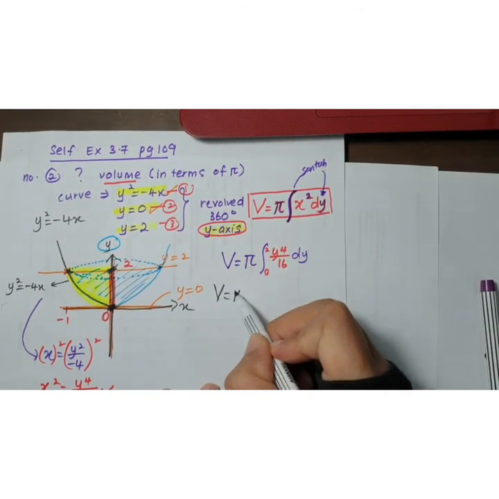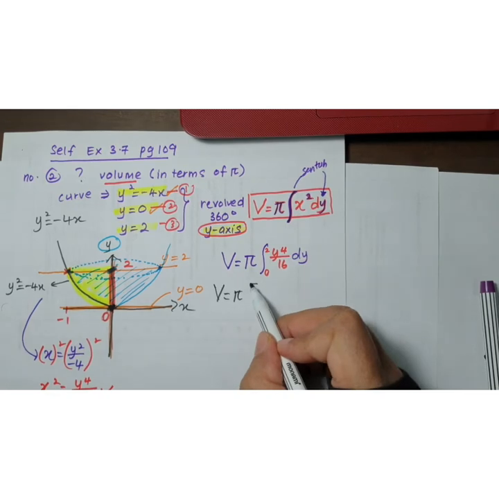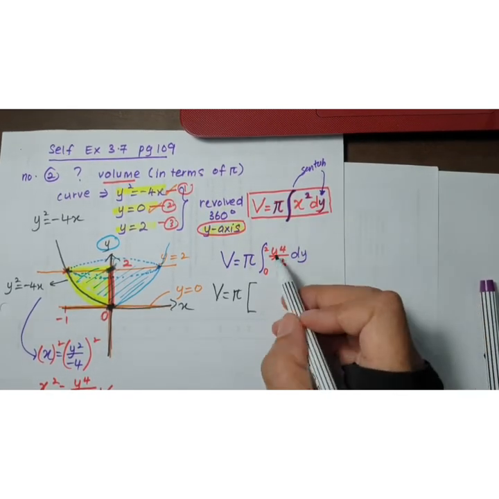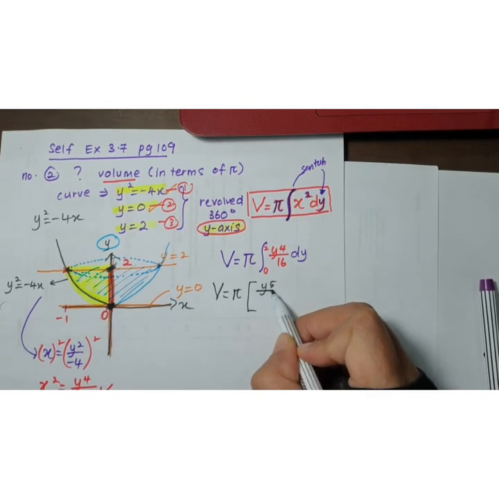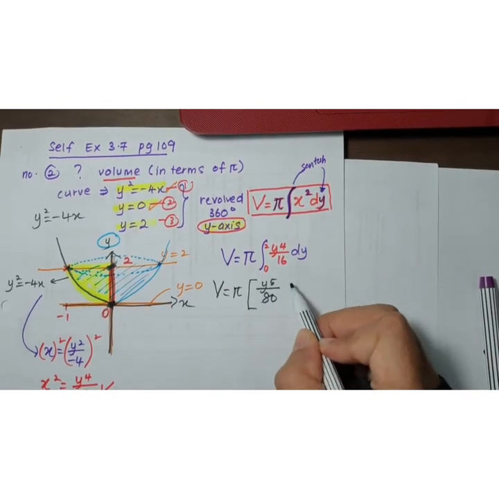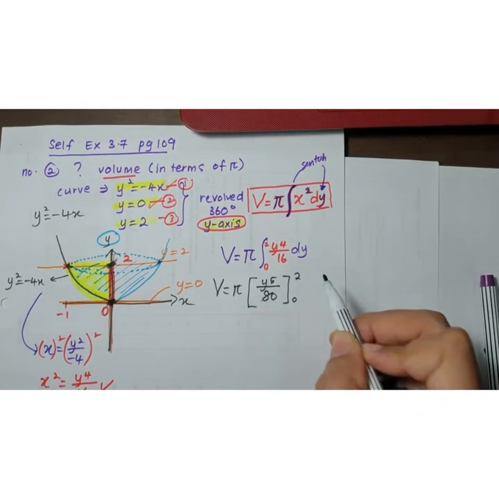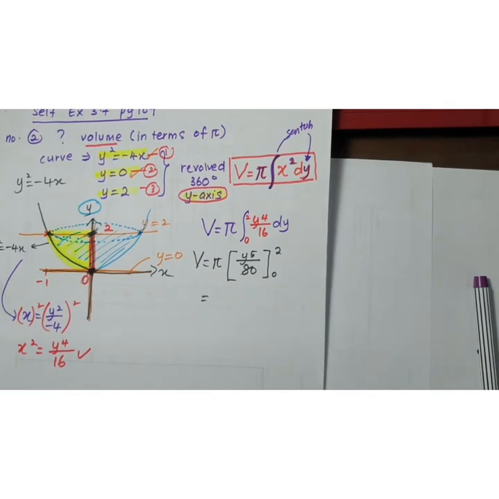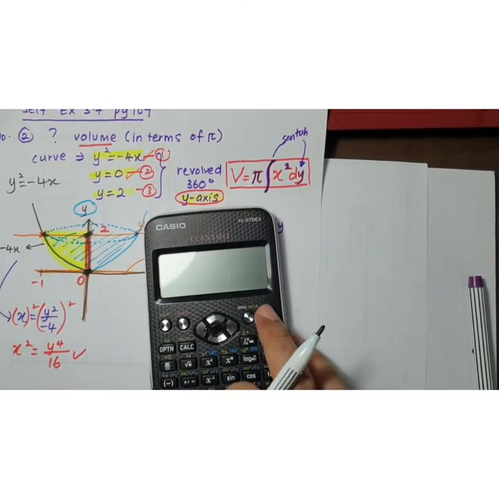Okay, let's find. Volume is given by pi times the integral. Integrating, plus 1 to the index, y to the power of 5 over 5 times 16 becomes 80, from 0 to 2. Then put in the values, and you can check using this calculator.